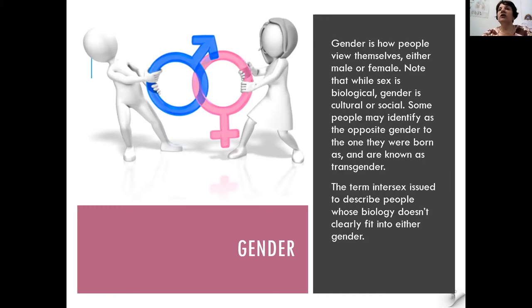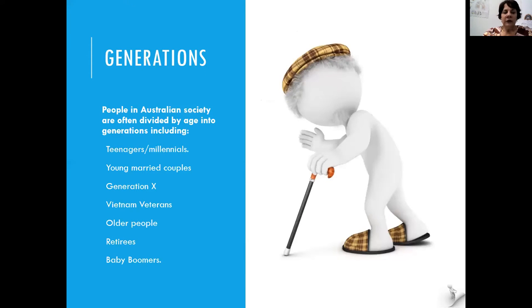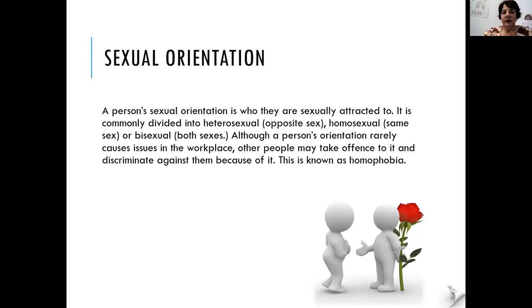And that includes gender issues. It's basically just learned behavior, isn't it? It's not something a little kid will do when they haven't been told. We spoke a bit about generations already. Sexual orientation is very similar to the gender issues, and there are some differences.